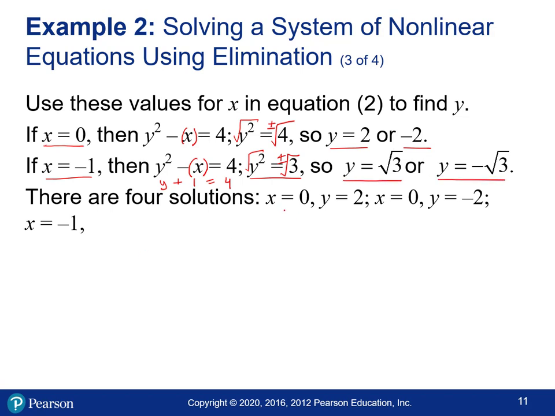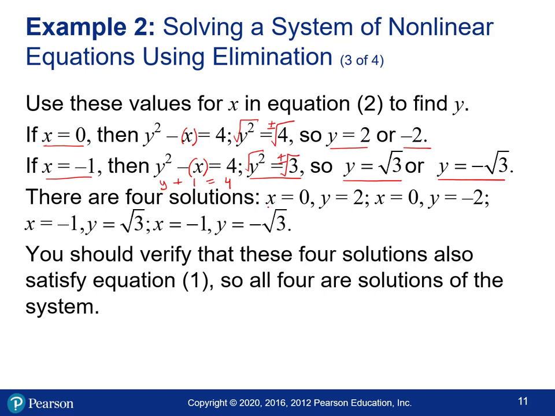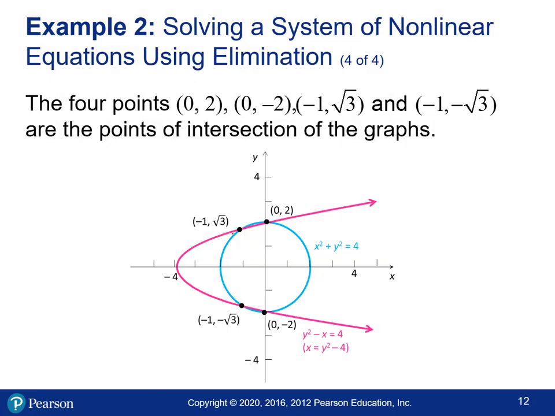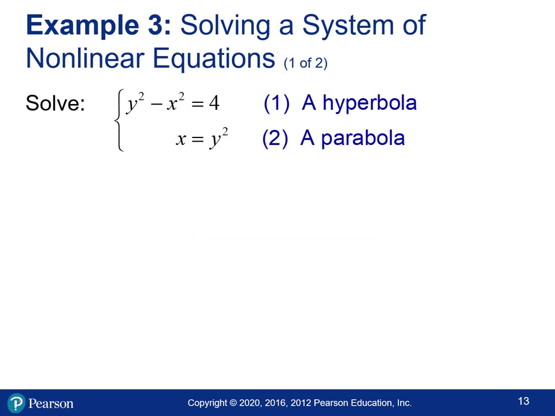And so here's our four solutions. When x is 0, y is 2, y is also negative 2. When x is negative 1, y is square root 3, and also negative square root 3. And then you can verify these by plugging them into the equations. And then visually we can tell that actually those are the 4 points of intersection of our two graphs. Alright, let's go ahead and try another one.